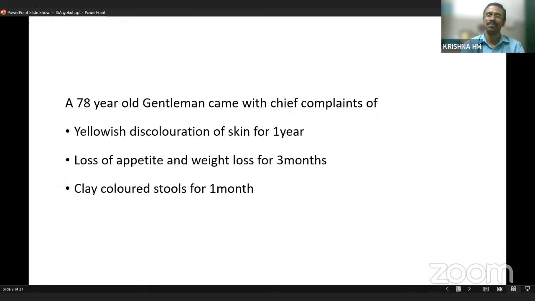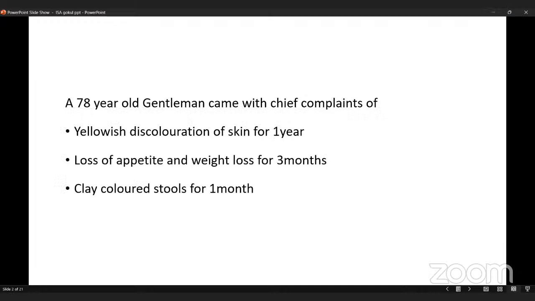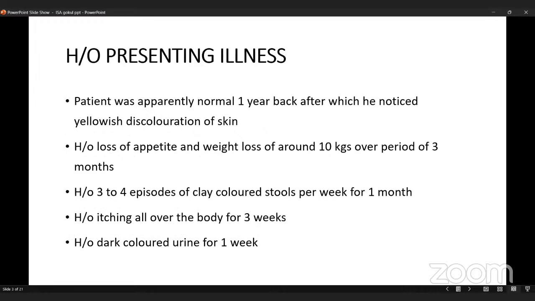Okay. So, a 78-year-old gentleman came with chief complaints of yellowish discoloration of skin for 1 year, loss of appetite and weight loss for 3 months, and clay-colored stools for 1 month. So, history of presenting illness. The patient was apparently normal 1 year back, after which he noticed a yellowish discoloration of skin.